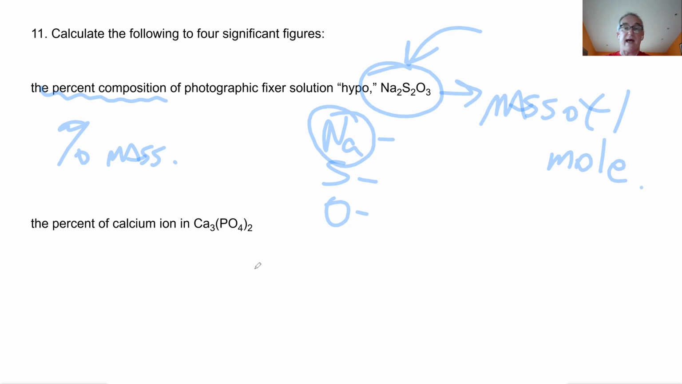So what's the mass of our photographic fixer here? 158.11 grams per mole. So you just look that up? Yeah, that's the quickest way to do it. So 158.11 grams per mole. And remember, we want 4 significant figures.